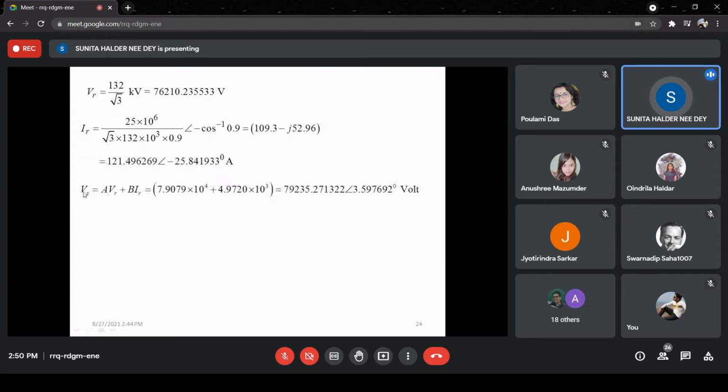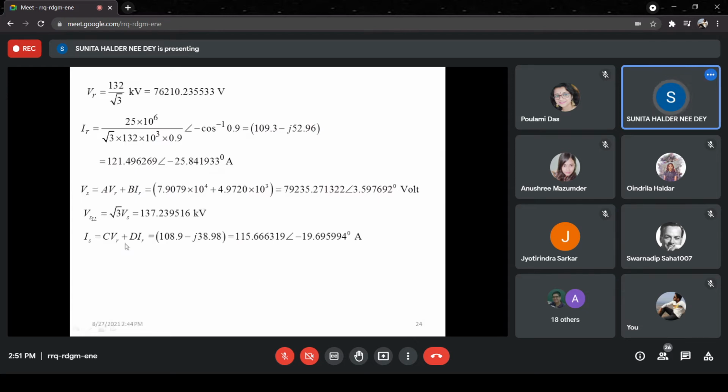Now what is Vs? Vs is A VR plus B IR. So this Vs is the per phase voltage, right? So if we want to calculate the line to line voltage, we have to multiply it by root 3. So it will be this one. Similarly, Is is C VR plus D IR.